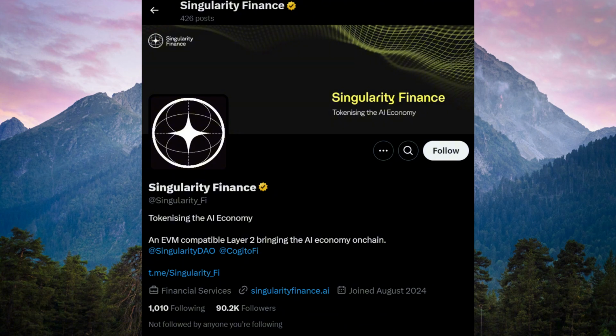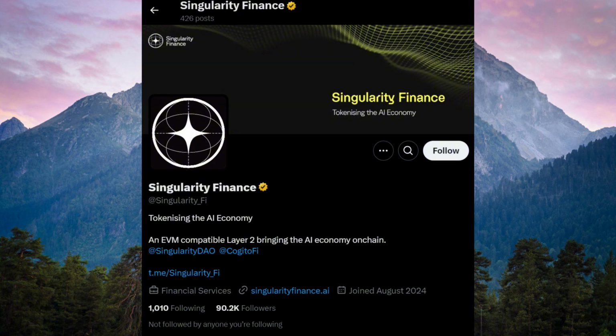Step 2. Creating an account on MEXC. To buy SFI tokens, you need to have an account on MEXC, MEXC Exchange. If you don't have one yet, follow these steps. Go to the MEXC website. Use the referral link in the description to sign up and earn potential rewards.